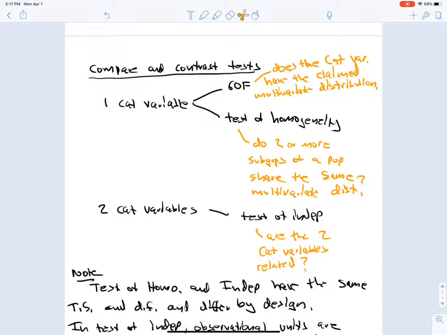So to compare and contrast the tests, it comes down to how many categorical variables you have. If you have 1, you have goodness of fit or test of homogeneity. If you have 2, you have test of independence. They answer different questions. Goodness of fit answers, does the categorical variable have the claimed multivariate distribution? Test of homogeneity asks whether 2 or more subgroups of a population share the same multivariate distribution. And test of independence asks whether the two categorical variables are related.